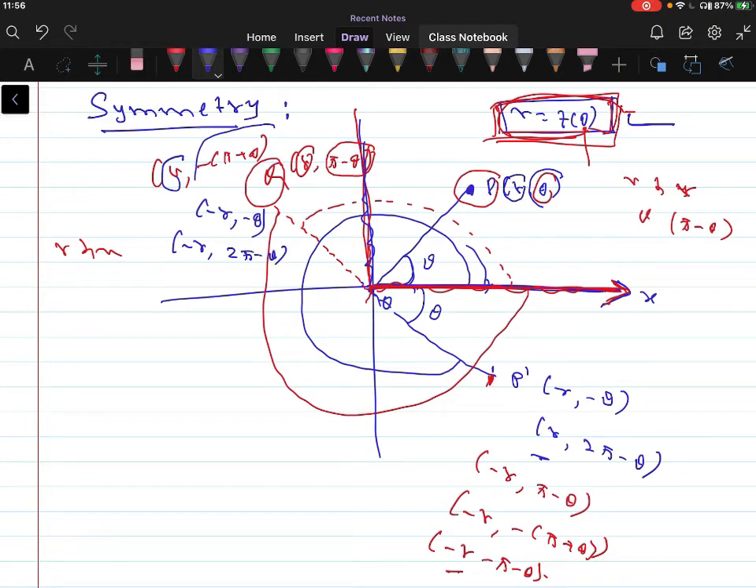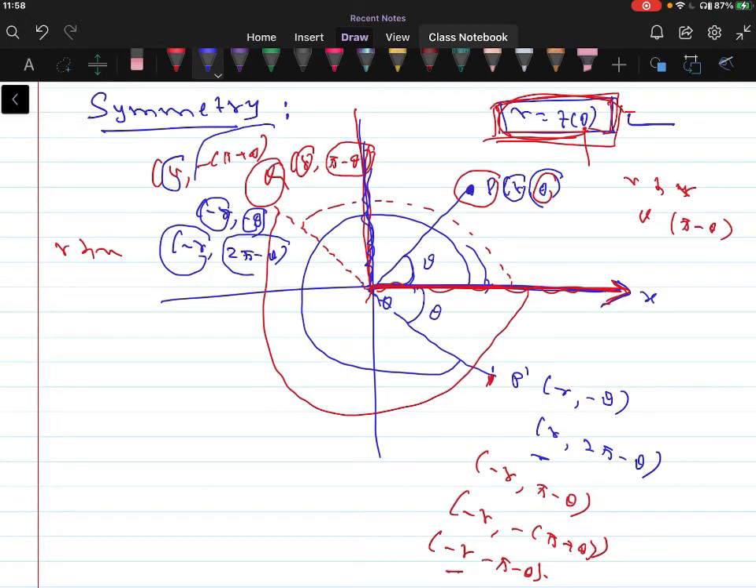Again, if you replace r by minus r and theta by minus theta in the polar curve, and there is no change, then we can conclude that the curve is symmetric about the y-axis. Suppose you replace r by minus r and theta by 2 pi minus theta in the polar curve, if there is no change, then you can conclude that the curve is symmetric about the y-axis. Let us see whether the curve is symmetric about the origin or not.